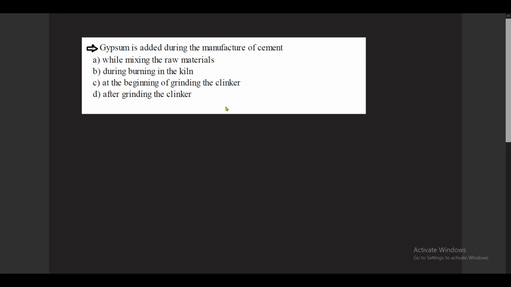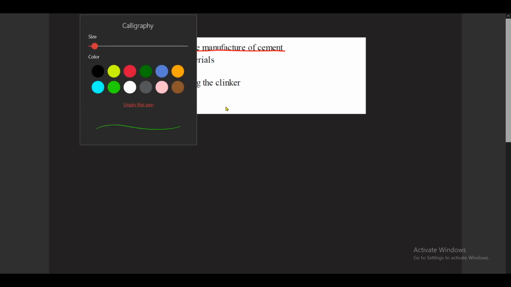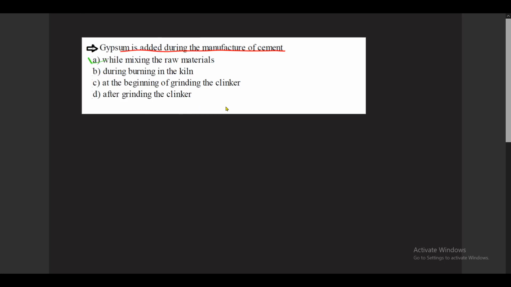The next question is again about the gypsum. Gypsum is added during the manufacture of cement, and the options given are: the first one is while mixing the raw materials. The next one is during burning in the kiln. The third option is at the beginning of grinding the clinker, and the fourth option is after grinding the clinker.